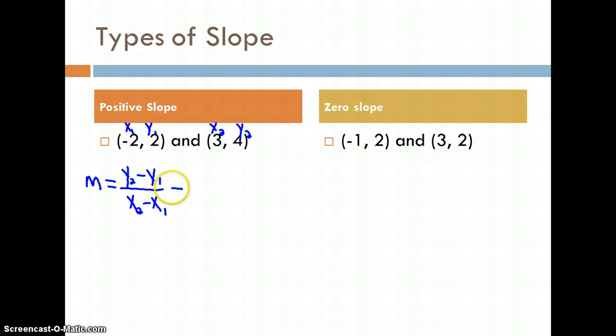And we make our substitution. Y2 is 4. Y1 is 2. So we have 4 minus 2. X2 is 3. X1 is negative 2. Minus the negative will become plus the positive down there. So we end up with 2 over 5.